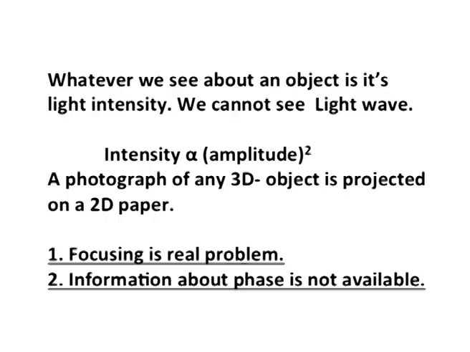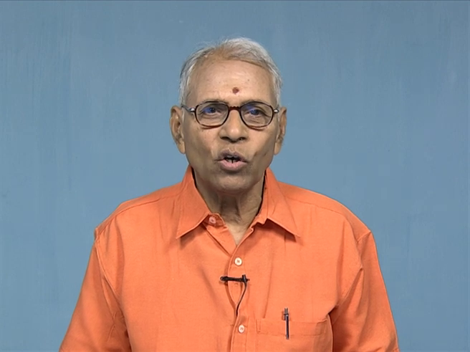Now, what we need is focusing, that is the real problem in 2-dimensional photograph. A 3-dimensional object photograph is projected on 2-dimensional paper. Focusing is the real problem, and the next one is information about phase is totally not available. We talk about amplitude and not phase. This was the situation before Gabor found out that new thing called holography.